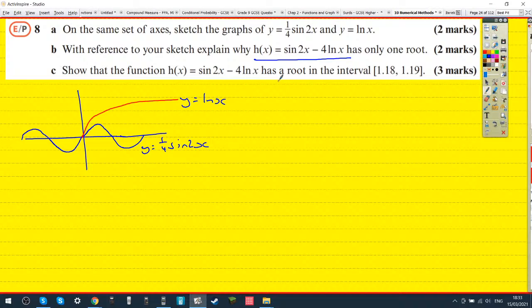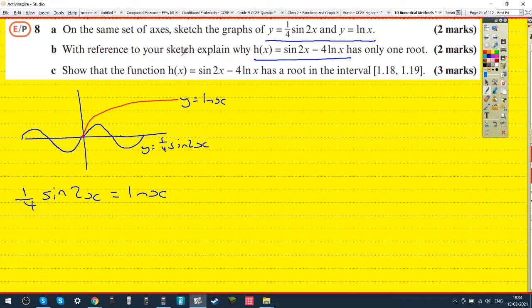Is it because it only intersects with the other line once? You need to actually bring these two together. So they're both equal to y. Yep. Therefore? There's only one x value? Therefore they must both be equal to each other. So it's like you're trying to find it. Yeah. So quarter sine 2x equals ln x.